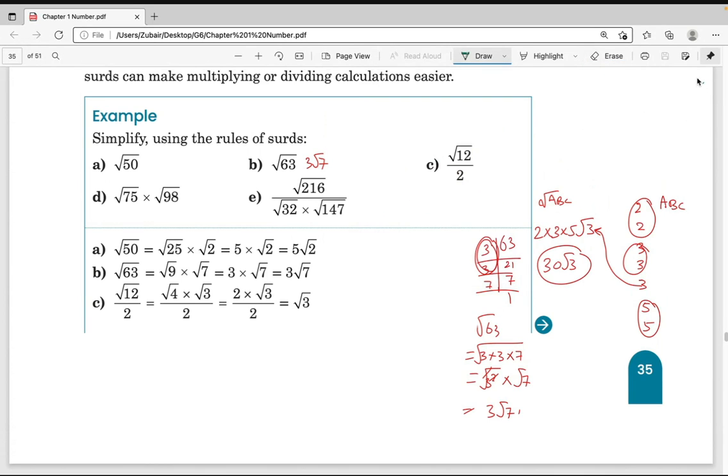Ali, are you trying this? Yes. I'll also share a worksheet of indices today, apart from this book. Okay.